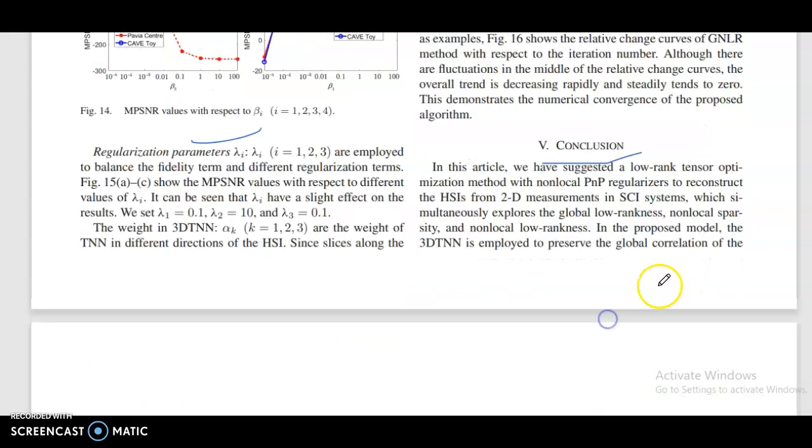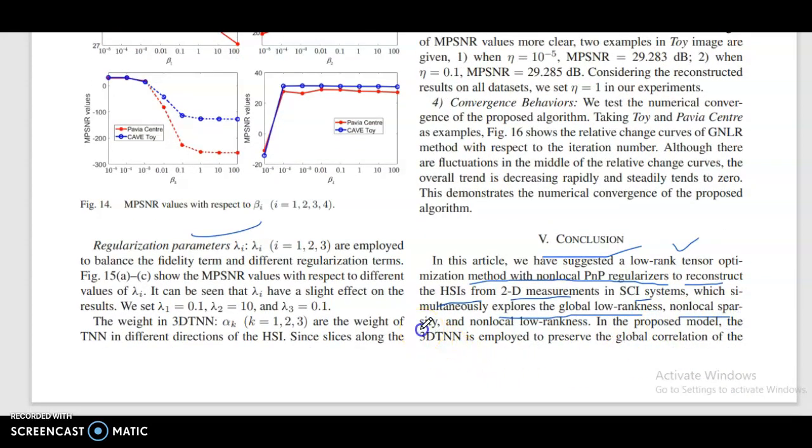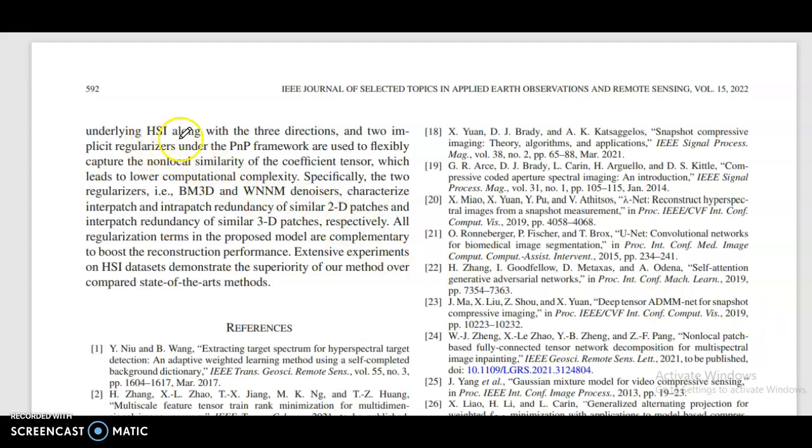In conclusion, in this article, we have suggested a low rank tensor optimization method with non-local PnP regularizers to reconstruct the HSIs from 2D measurements in SCI systems, which simultaneously explores the global low rankness, non-local sparsity, and non-local low rankness. In the proposed model, the 3D TNN is employed to preserve the global correlation of the underlying HSI along the three directions, and two implicit regularizations under the PnP framework are used to flexibly capture the non-local similarity of the coefficient tensor, which leads to lower computational complexity.